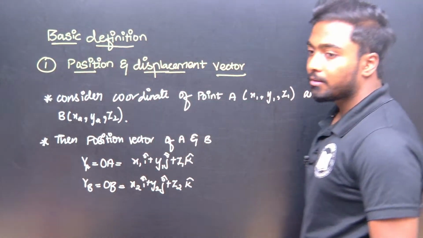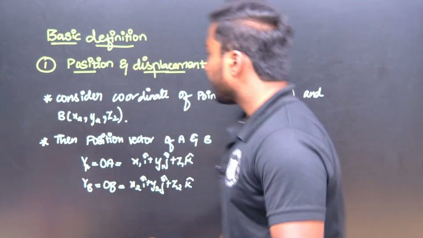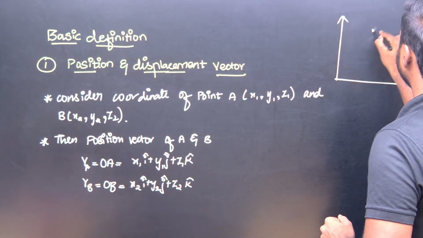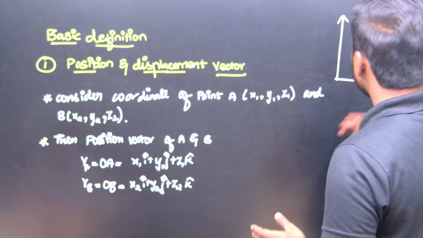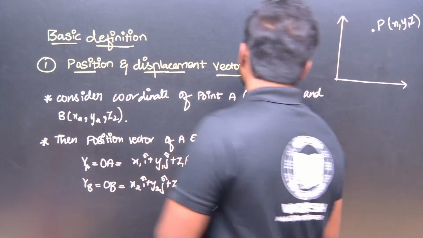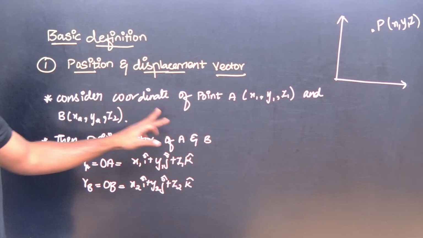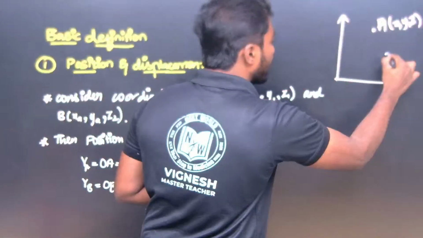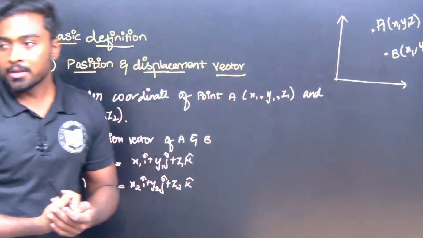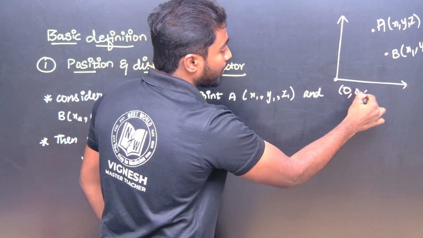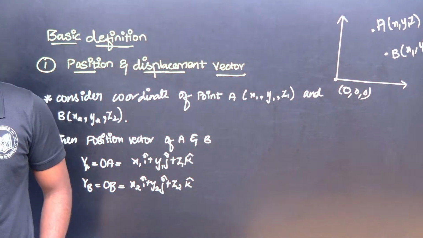Now the basic definitions. Suppose I take a point, this is my point P. The point P is nothing but x comma y comma z. Here we have taken point A and point B. Let me consider this is point A, and point B is x1 comma y1 comma z1. What is the point of origin? 0 comma 0 comma 0.